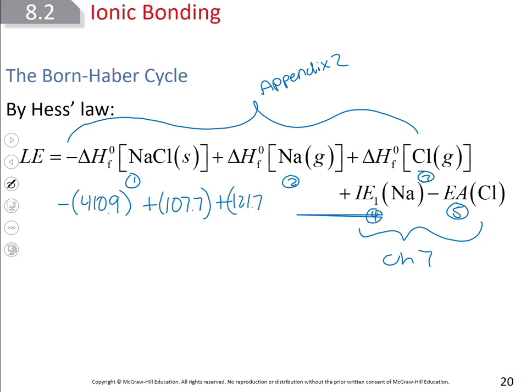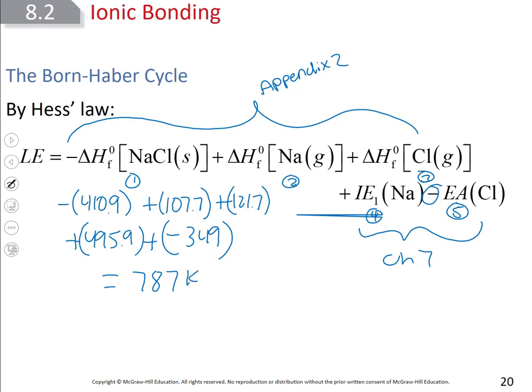kilojoules per mole. And then the ionization energy of sodium from Chapter 7 here is 495.5, or sorry, 495.9 kilojoules per mole. And then making it negative, the electron affinity of chlorine from Chapter 7 is 349 kilojoules per mole. Add all of these up, and you should get 787 kilojoules per mole. And this is the lattice energy for sodium chloride.